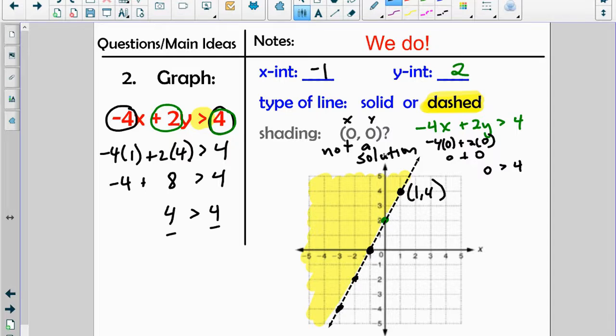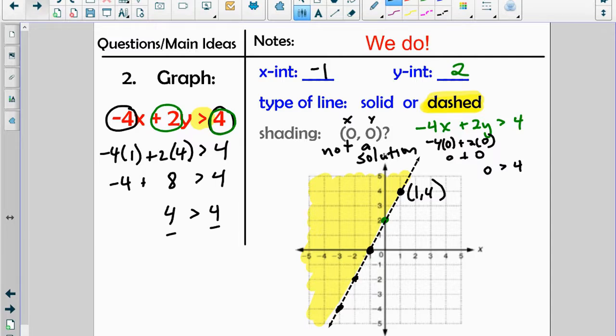And can a number be greater than itself? No, it can't. Because my inequality is a strict inequality, meaning it's not equal to, the points right on the line are not going to be solutions. Yes, they represent a boundary, but they don't actually represent solutions in this case. If it was a solid line, then it would.